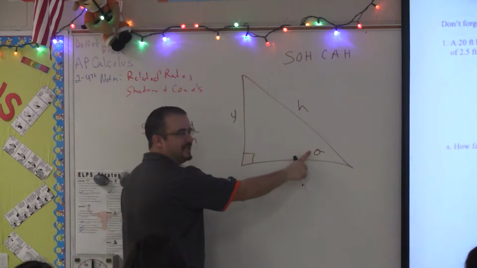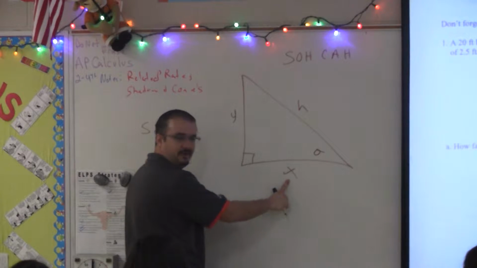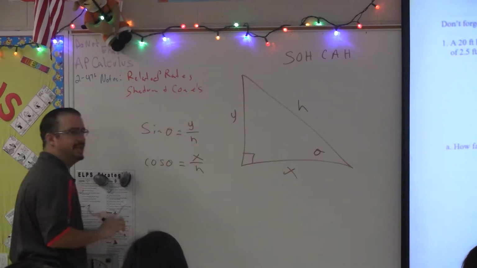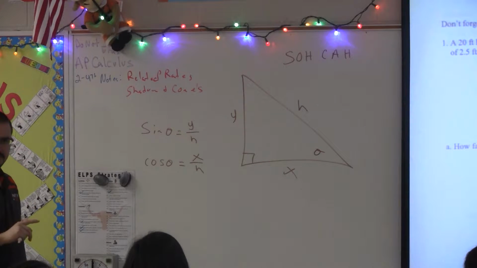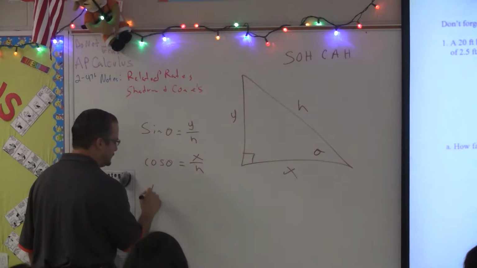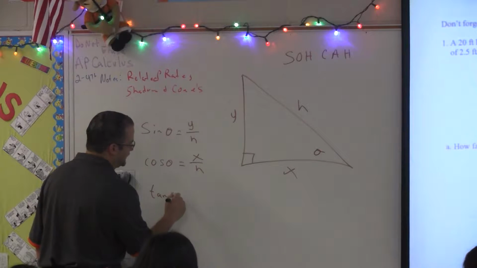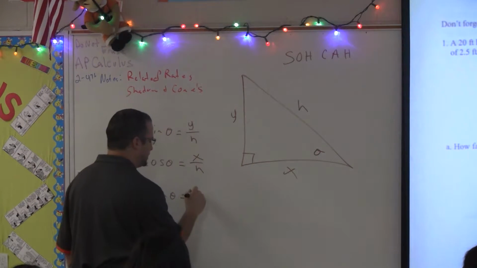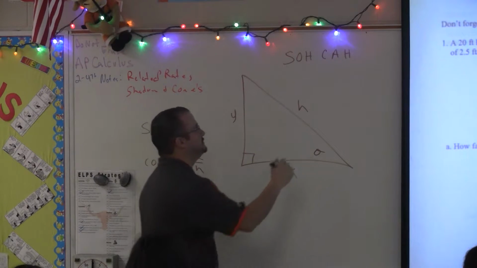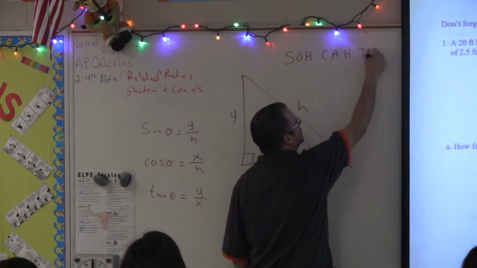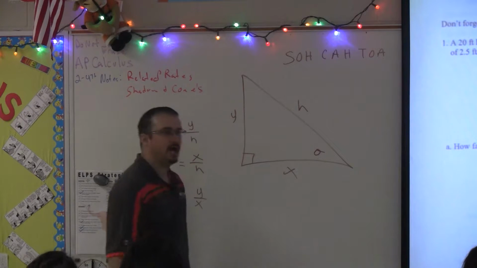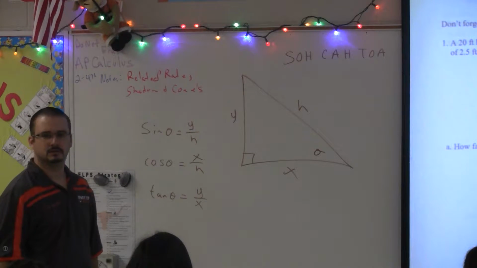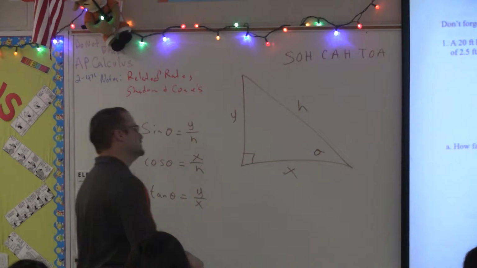What's the adjacent side to theta? Over h, right? Okay, and the last one was tangent, right? So tangent is what? Opposite over adjacent. So tangent theta is equal to opposite, in this case y, over adjacent, so y over x. And that one, to remember, we would say what? TOA. Say it with me. TOA. Good.